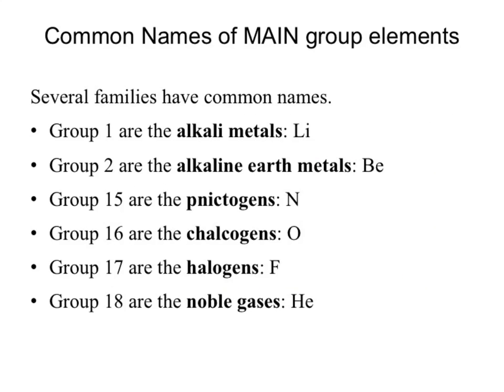The common names for each of your groups: group 1, that's that first column, are your alkali metals, then alkaline earth. They're your pnictogens, chalcogens, and halogens. The only reason why I remember the pnictogens and chalcogens is because I think it's fun to say.